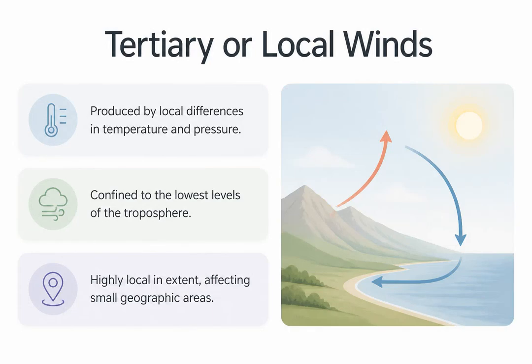Finally, we reach tertiary or local winds. These are produced by highly localized differences in temperature and pressure. Because they are driven by local geography, they are confined to small areas and only occur in the lowest levels of the troposphere. Let's explore some famous examples from around the world.